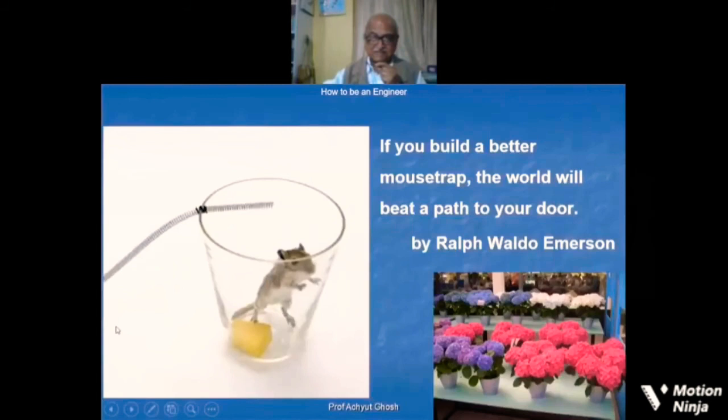Entrepreneurship. If you make a better mousetrap, the world will beat a path to your door. This is by Ralph Waldo Emerson. That means, what will you produce? Entrepreneurship means you produce something for the consumption of the people at large. But you must produce something which is new. Before the discovery of the radio, nobody knew what is the radio. Before the discovery of the television, nobody knew what is the television. So it is a quantum jump.